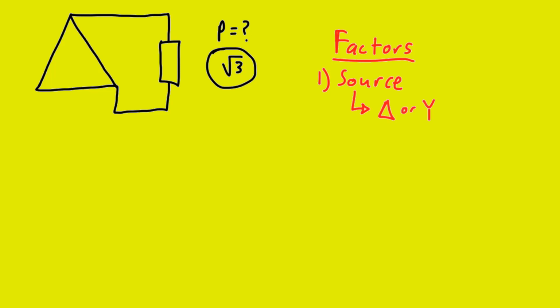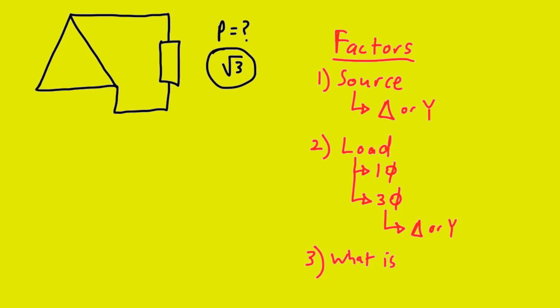The second factor is going to be the load. Is the load single phase or is it three phase? And if it is three phase, is it Y or is it delta? The final of the three factors is, what is the given information regarding line versus phase? And what I mean by that is simply, is it phase voltage that you're given in the problem, or is it line voltage? Is it line to line, line to phase? Any combination that exists there. But it's important to identify and understand those factors. Those are the three that we need to identify first in the problem before we're able to place the root 3 appropriately in our formulas.